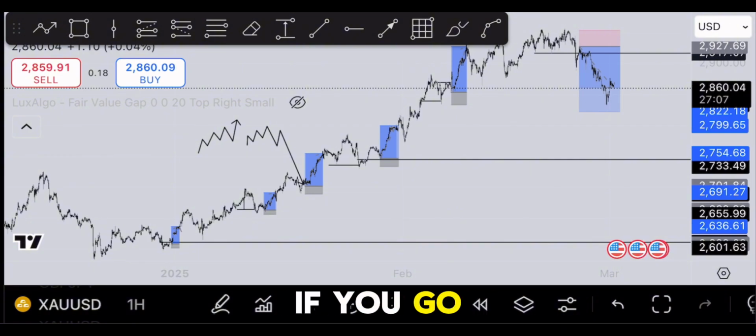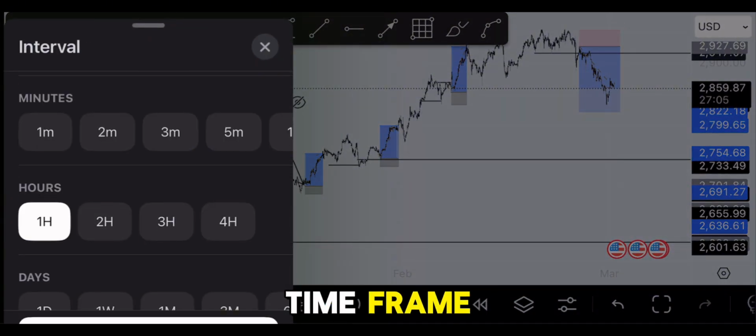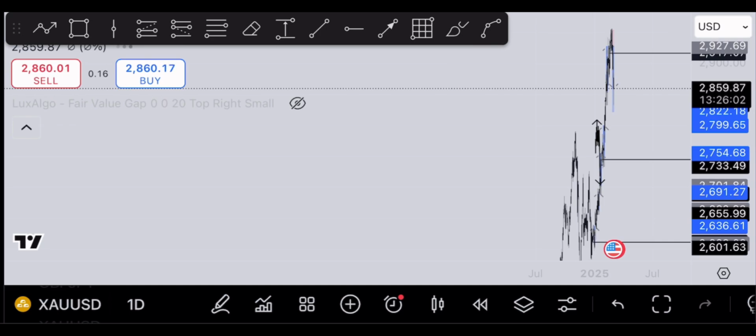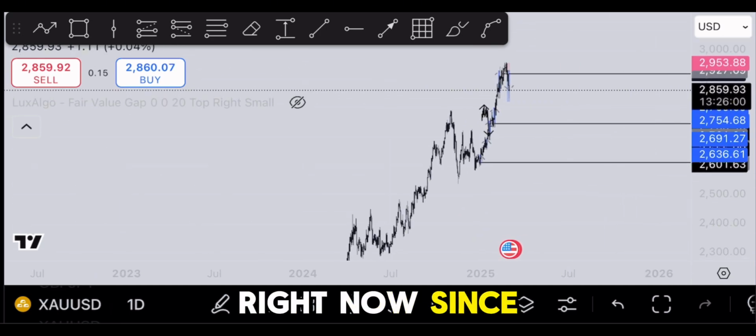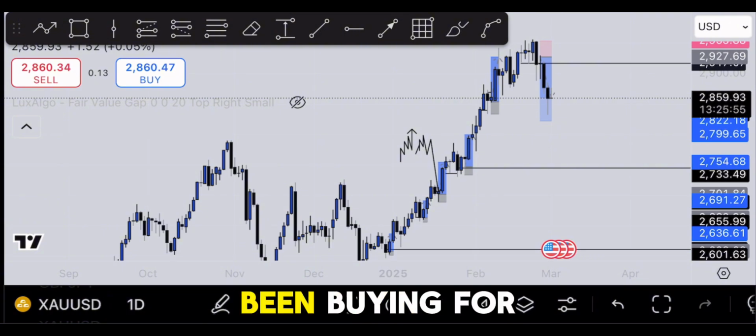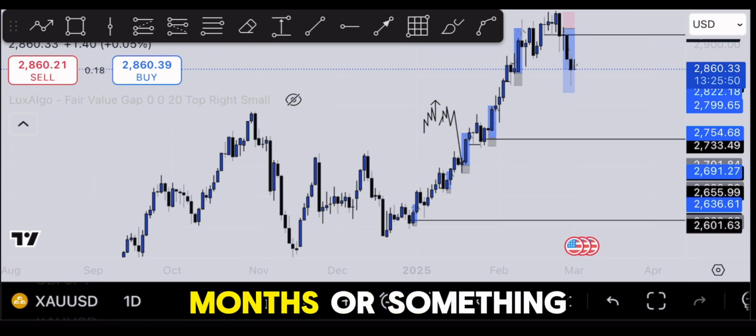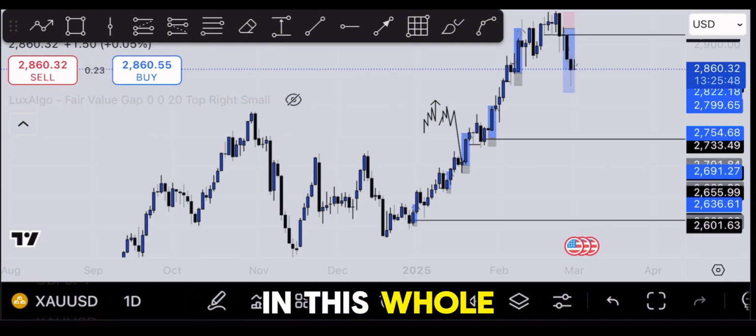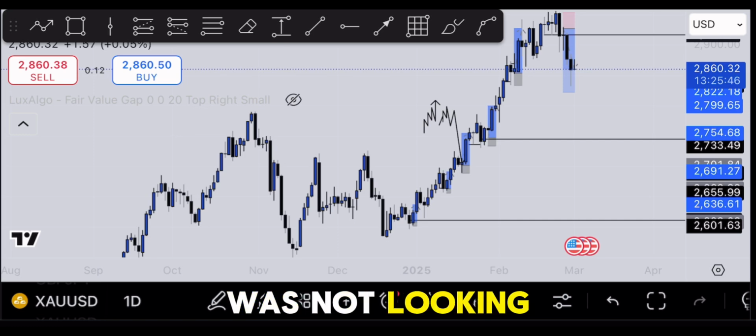So right now, if you go to the daily time frame, since we are at the daily time frame, you can see that the market has been bullish. The market has been buying the past 3 months or something. So it means in this whole period, I was looking for buys. I was not looking for sells.